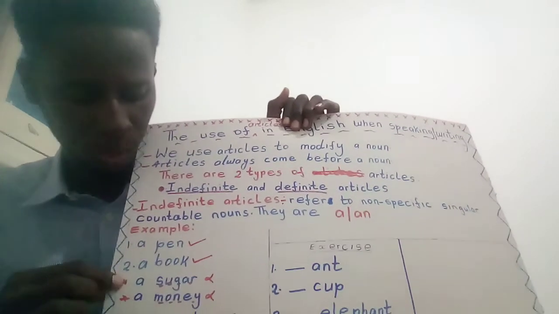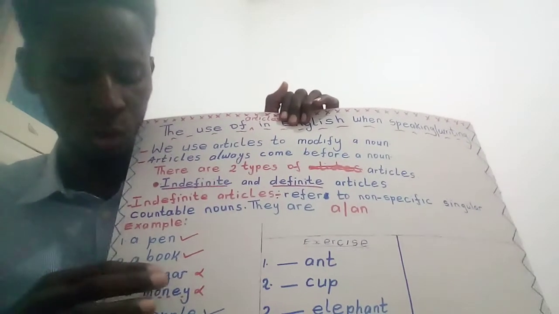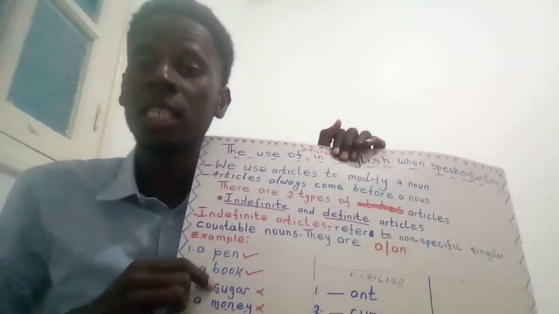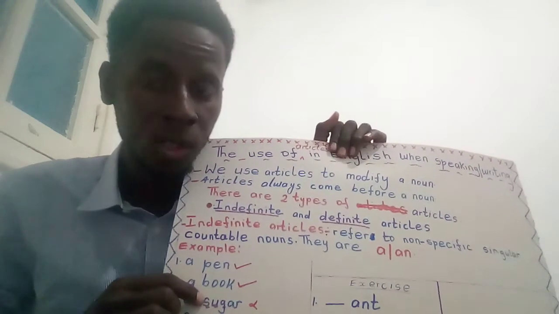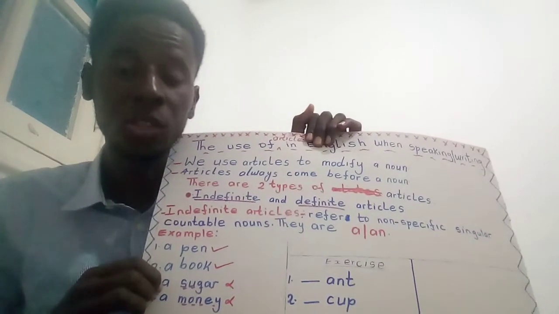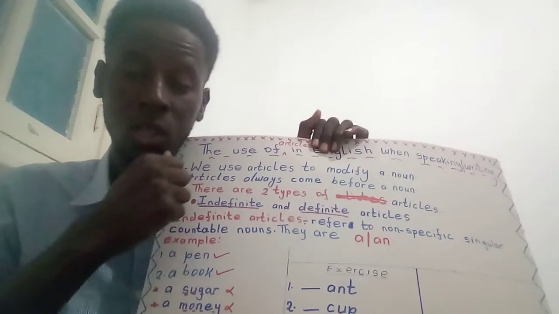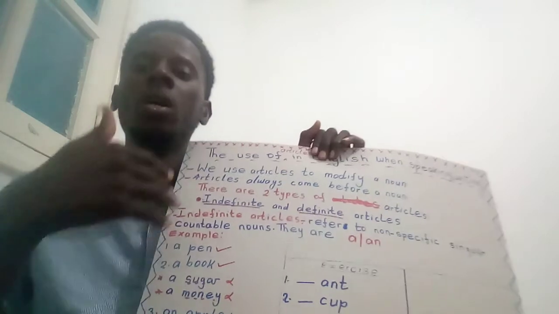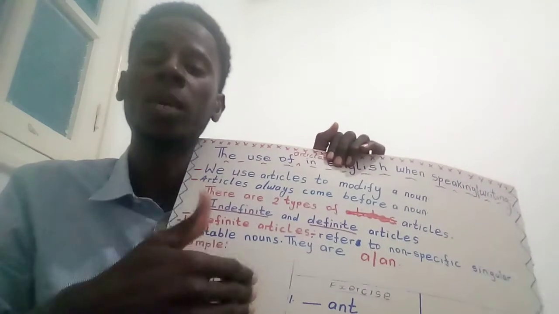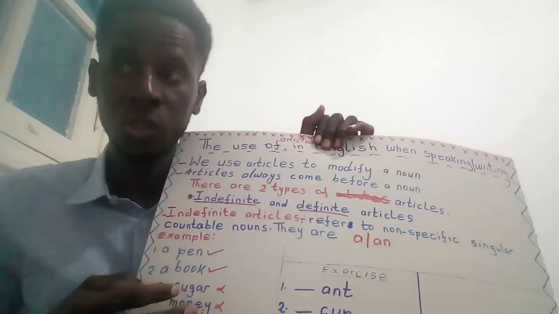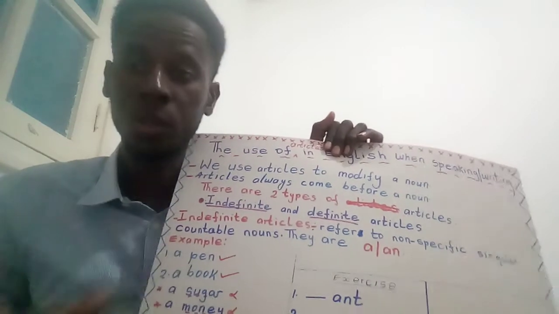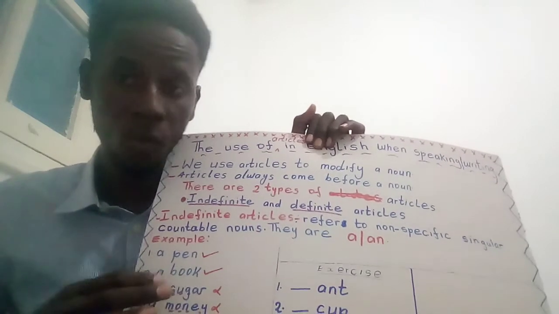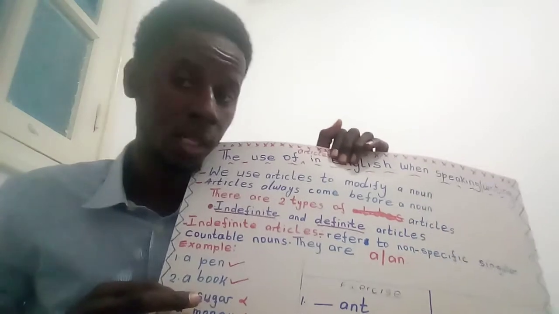Now let's look at this other part. We have a sugar. Sugar begins with a consonant letter, but sugar is an uncountable noun. So we cannot say a sugar. Indefinite articles are always put before singular countable nouns. We cannot count sugar, so it is categorized as an uncountable noun, so it is obviously wrong to say a sugar.